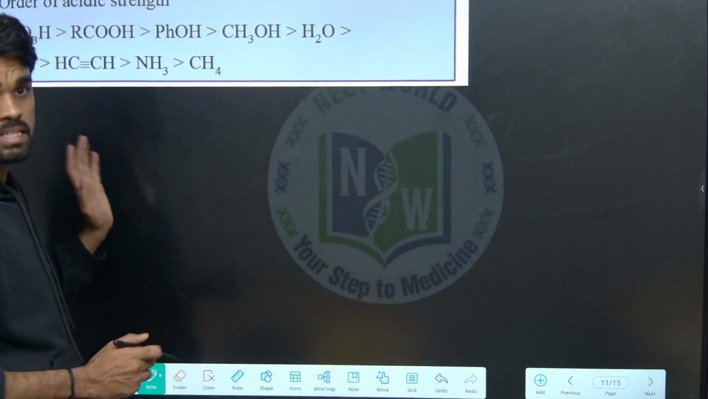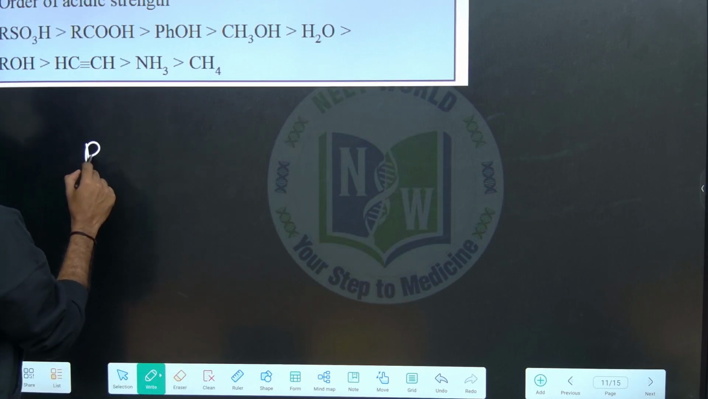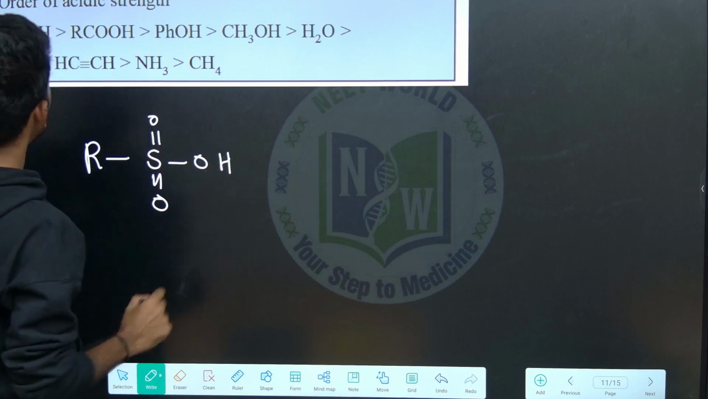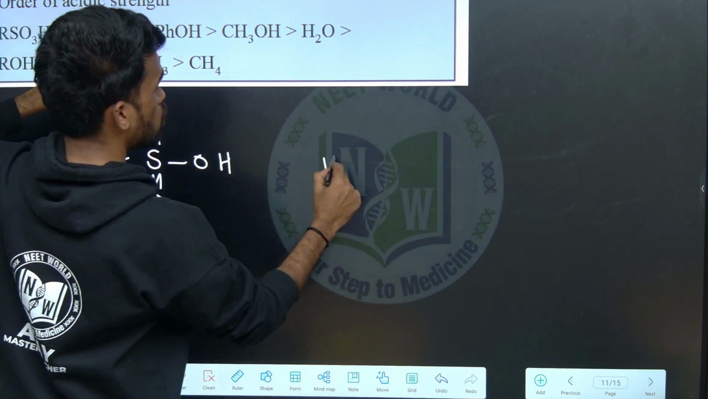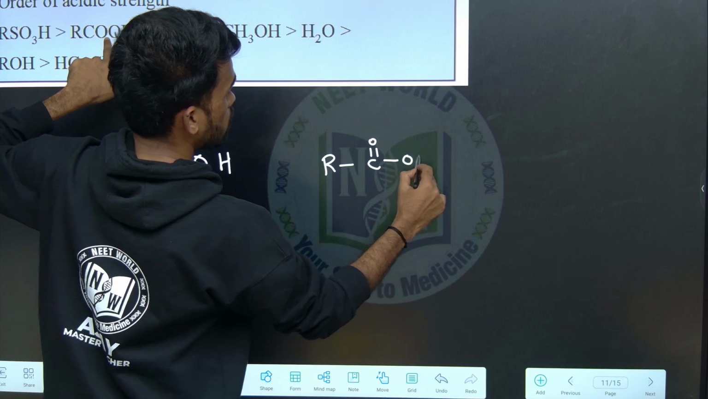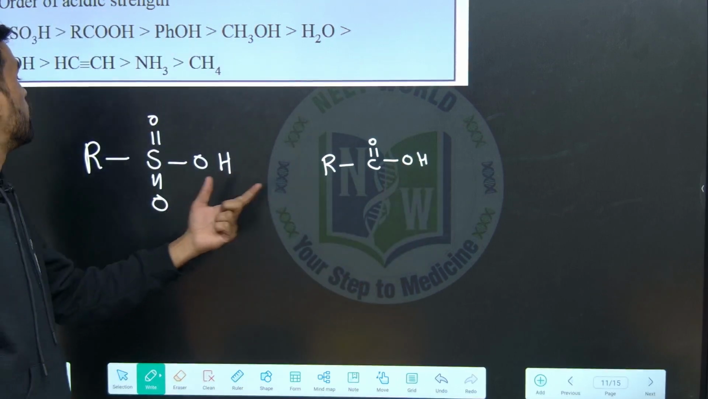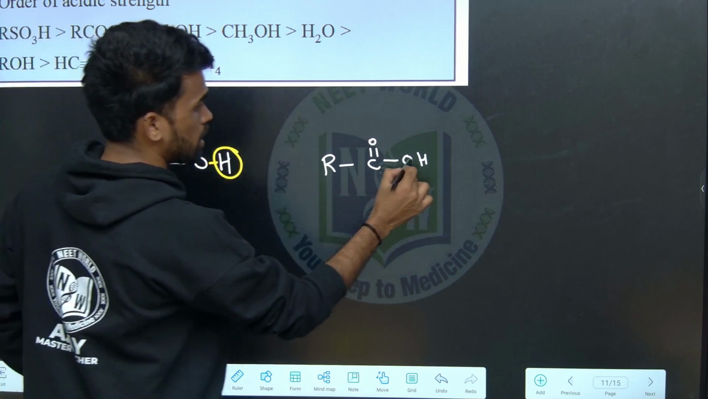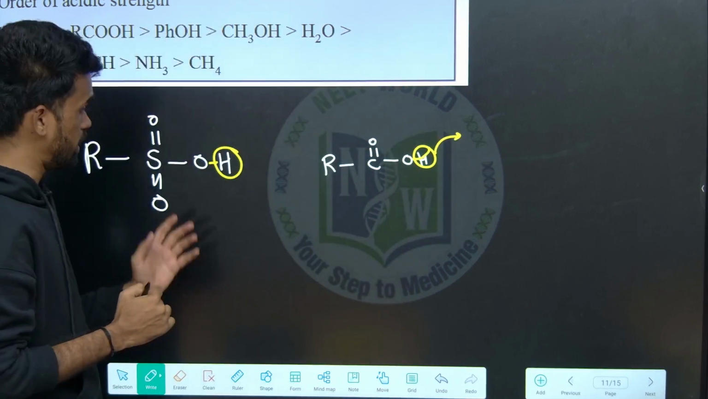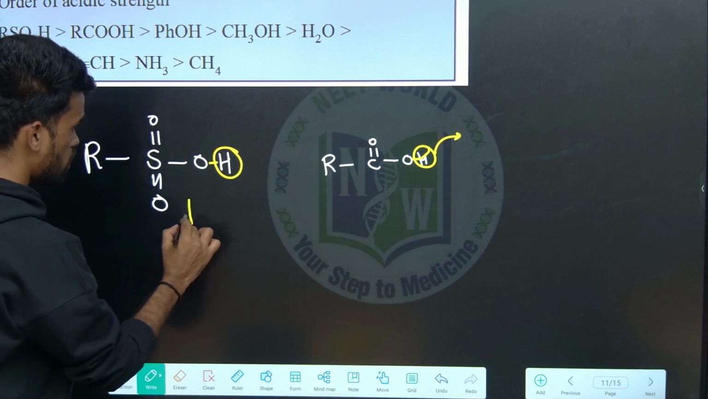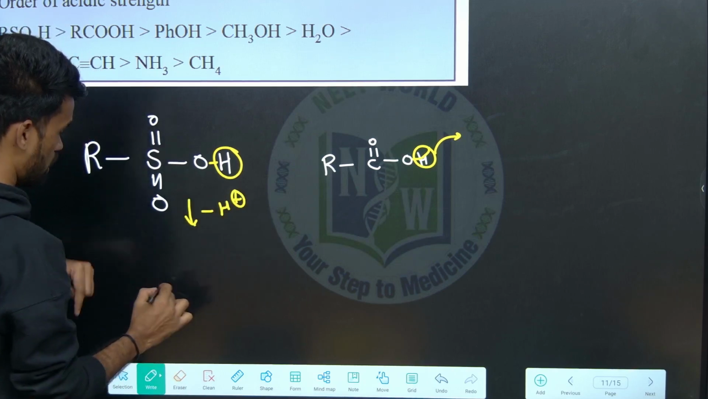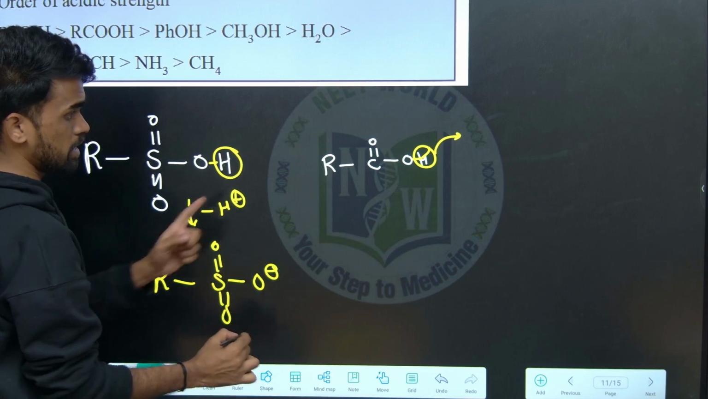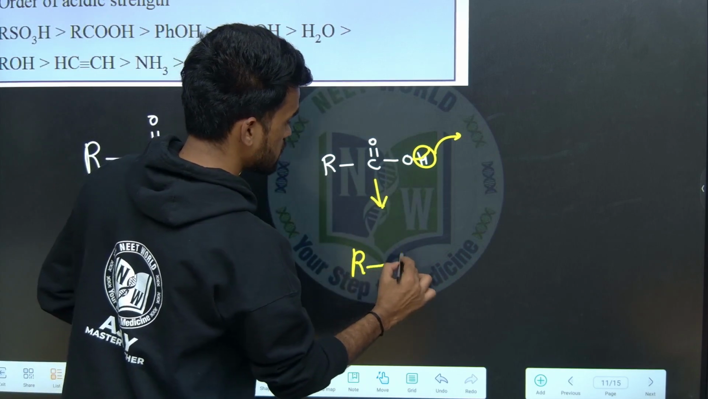Let us discuss some generalized things here. Here we have sulfonic acid like this, and this is the first one, and then next we have carboxylic acid. Out of these two, which compound is more acidic? Acidic means we should remove the H plus ion, that is, the proton. After releasing this H plus ion, what is the respective conjugate base? Here we have this conjugate base, and here we will be having RCO minus.